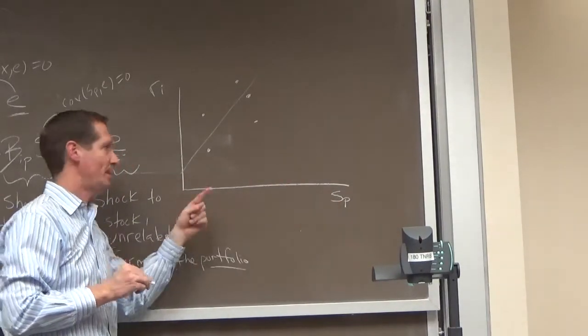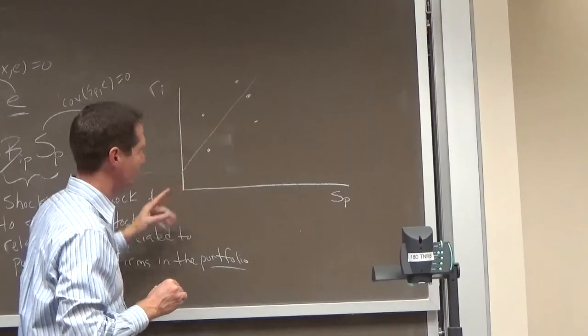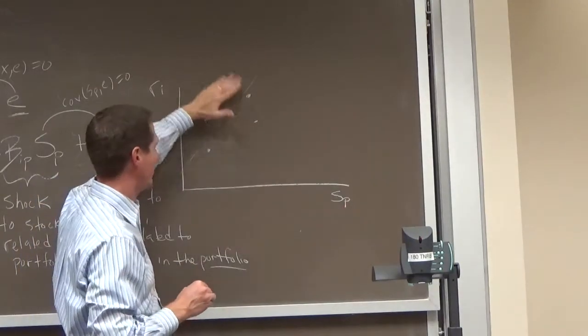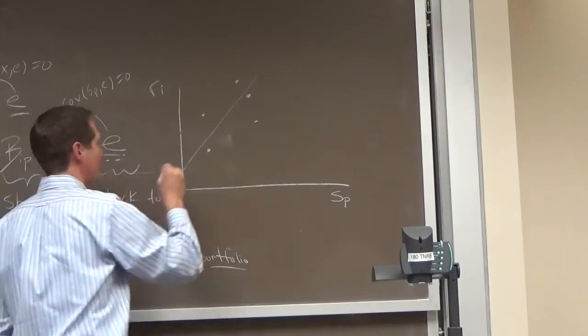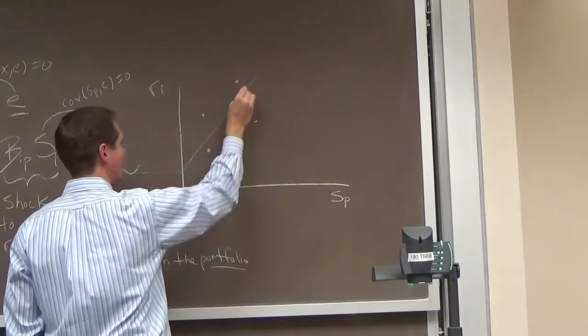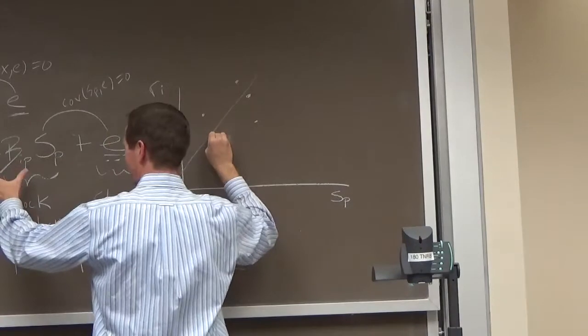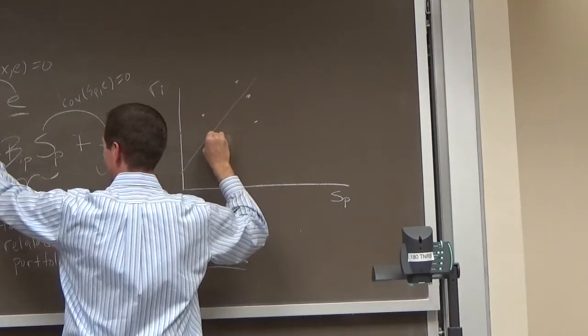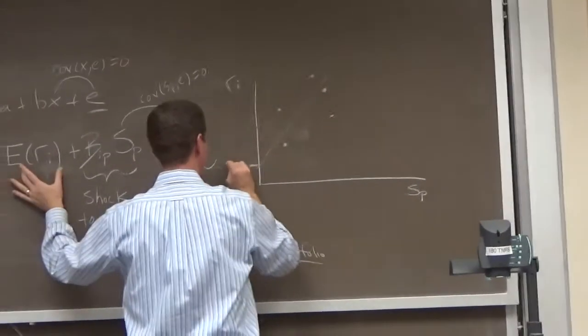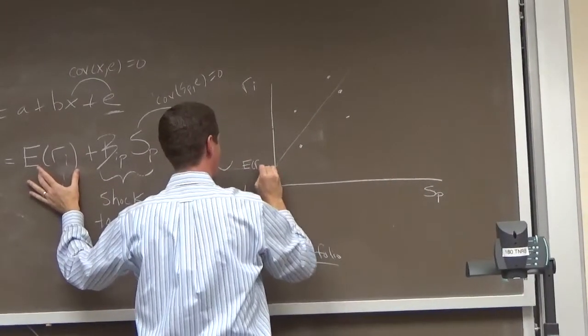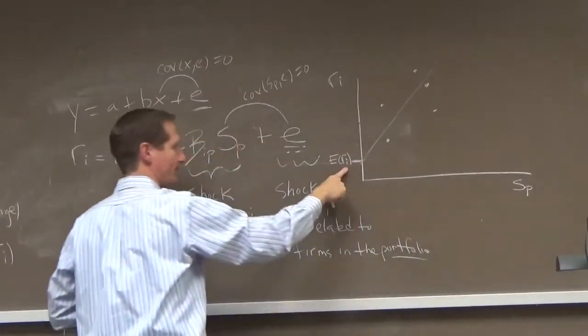For low values of SP, we have some positive, some negative error terms. For high values of SP, we have some positive, some negative error terms. So again, the covariance between our error term and SP is 0. So now we can say that this line right here is just a picture of this regression. This is the intercept. This right here is the expected return for Autoliv, expected return for stock I.